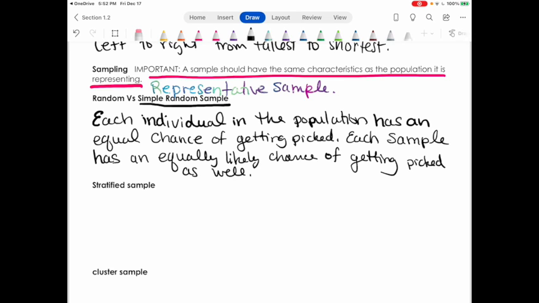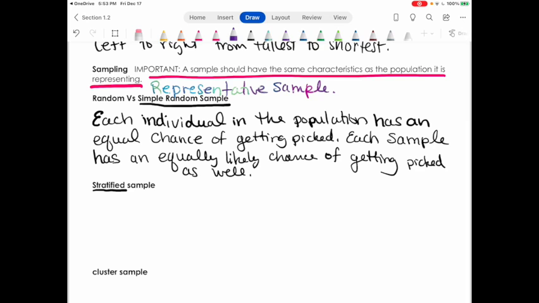Okay, now for a stratified sample. A stratified sample is when you take your population and you divide your population into groups, which are also called strata, which is why this is a stratified sample. So when you break your population and split your population into groups, and each group is called a stratum, then you randomly select the same number of individuals from each of those groups.